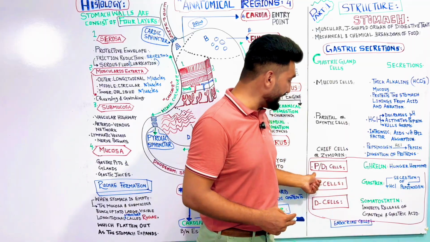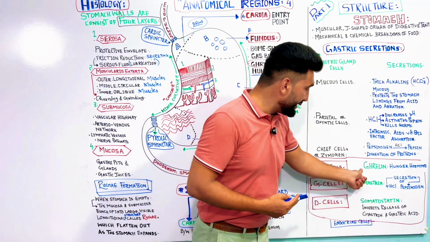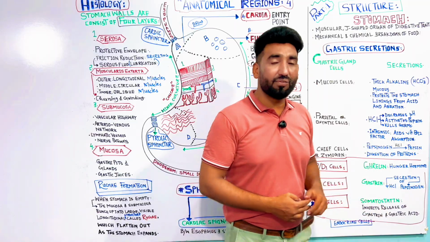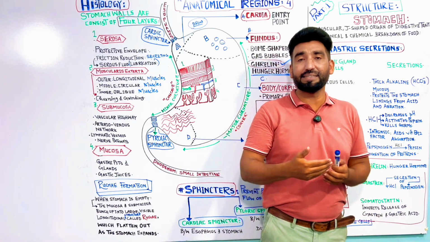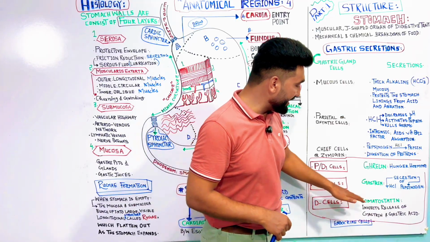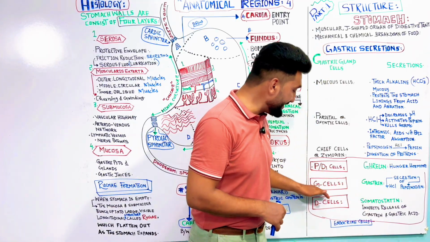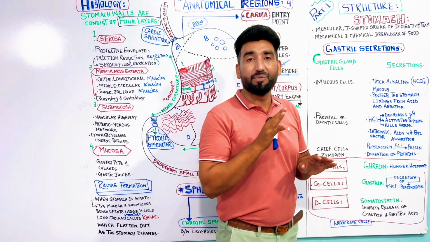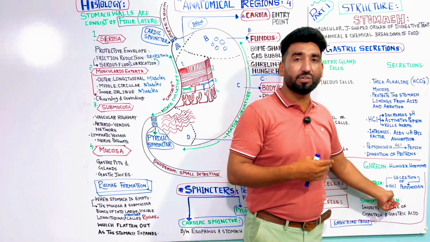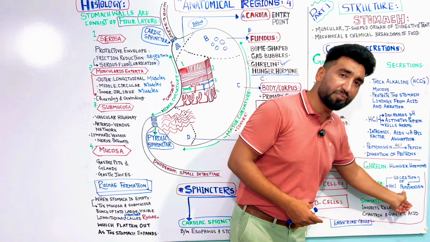Number one, D1 cells. They secrete ghrelin, known as the hunger hormone, and ghrelin, we already learned, is present in the fundus region. Now, G cells secrete gastrin, and G cells are present in the pylorus region. Gastrin is involved in the secretion of hydrochloric acid and pepsinogen.